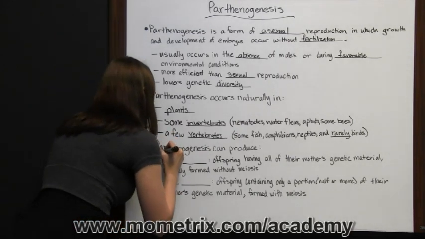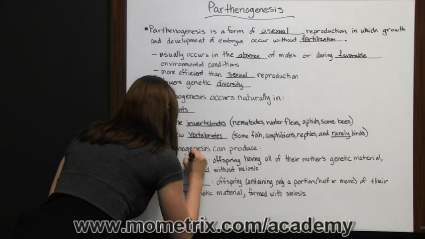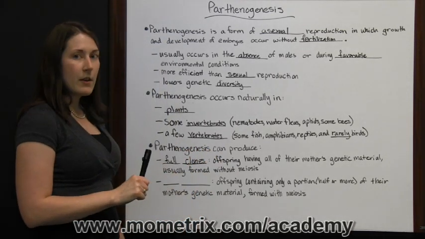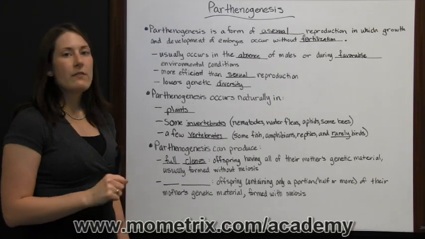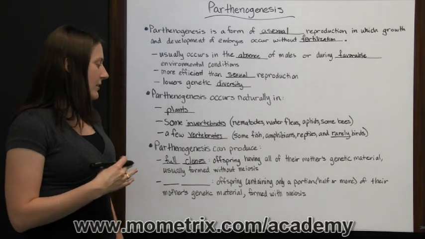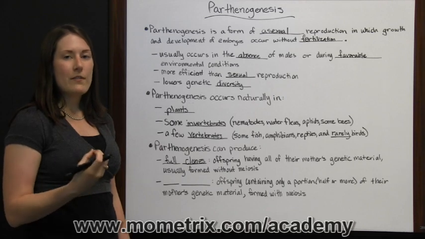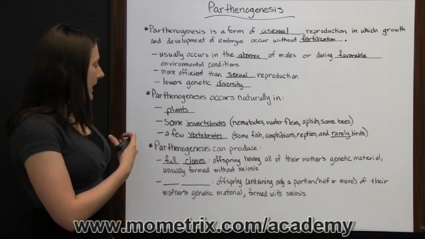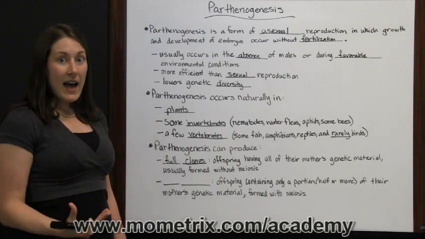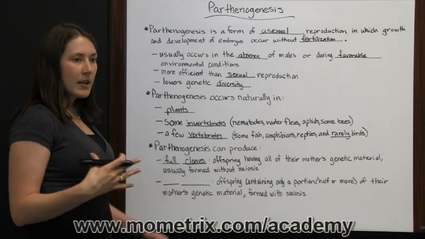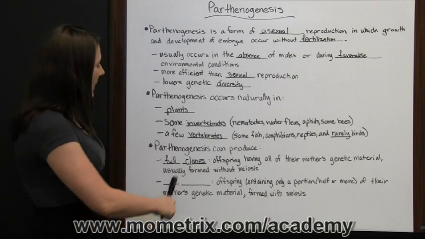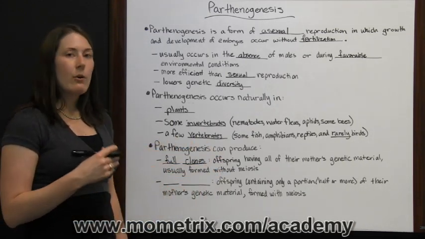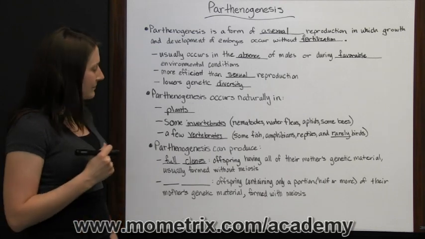Parthenogenesis can produce full clones, which means that the offspring are going to have all of their mother's genetic material, usually formed without meiosis. During meiosis, the cells are going to divide and will often result in a haploid zygote, and then the offspring is only going to have half of that genetic material, sometimes somewhere between half and the full amount. But a full clone is going to have all of the mother's genetic material, and so it will be an exact copy of the mother.